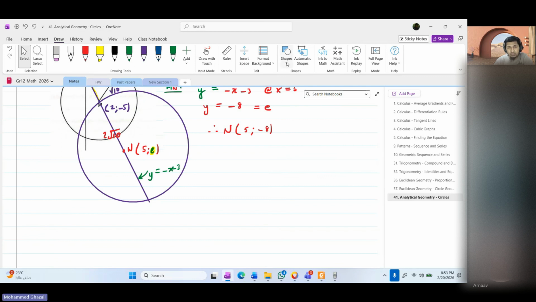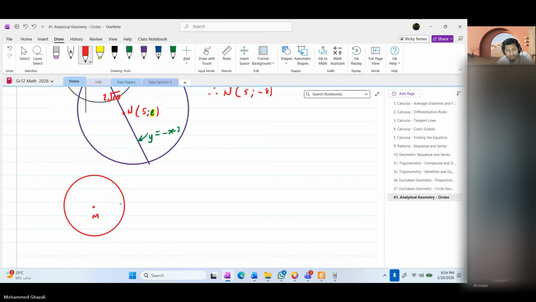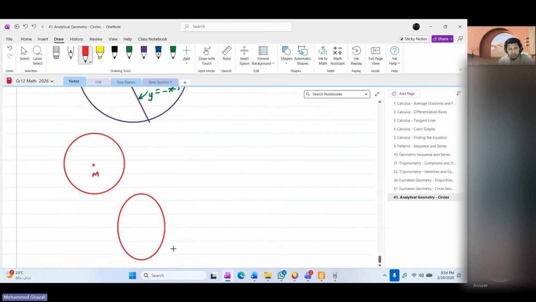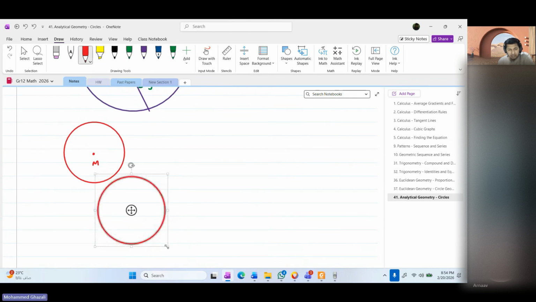So I do have two circles. Now we want to check whether if these two circles intersect, all right? So I have a circle here. What's the circle center? The circle center M, and I have another circle here. I don't know whether if they're intersecting or not. I just want to check. And I have a bigger circle here, and which is N. I'm just drawing not intersecting for now.